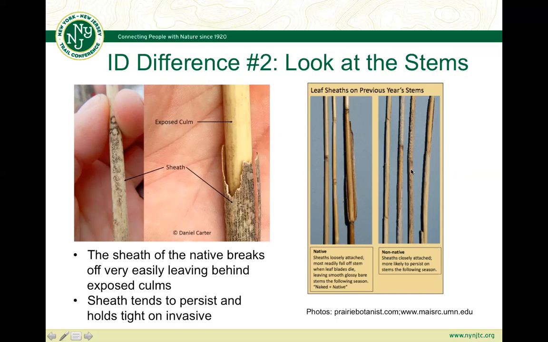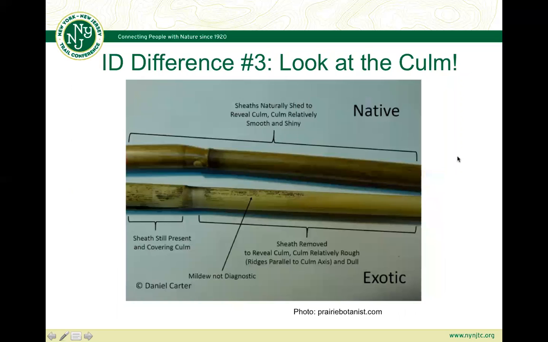In the invasive, the sheath is really closely attached to that culm, or inner stem. It's more likely to persist on the stems following the season. So as you peel back these layers, it's harder to peel back. In the invasive, you'll have multiple layers to peel off, versus the native, where a lot of the sheaths have already fallen off, or there are huge gaps between them, and it's really easy to peel. The invasive is harder to peel, with multiple layers, more closely attached to the stem.